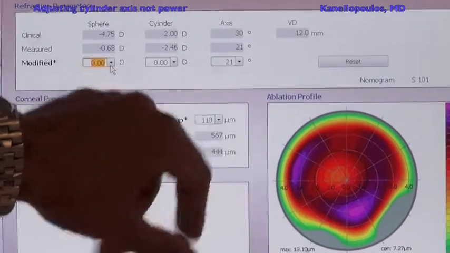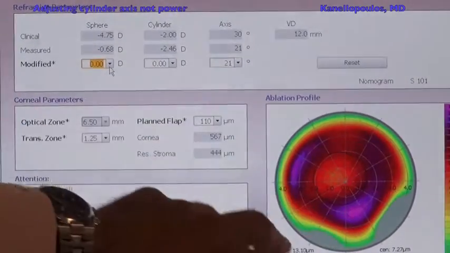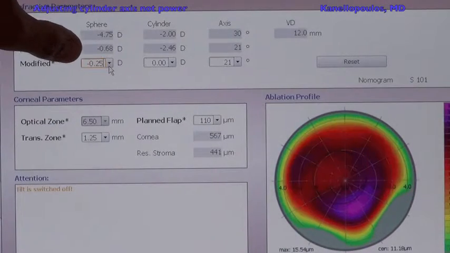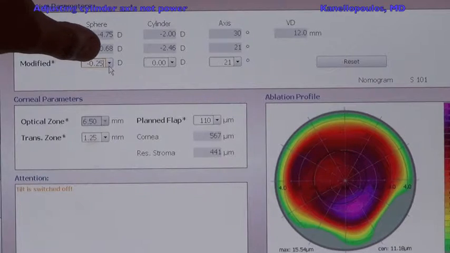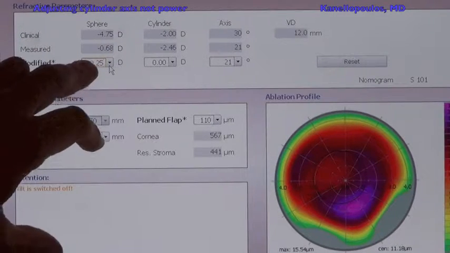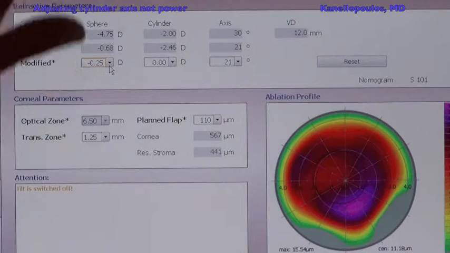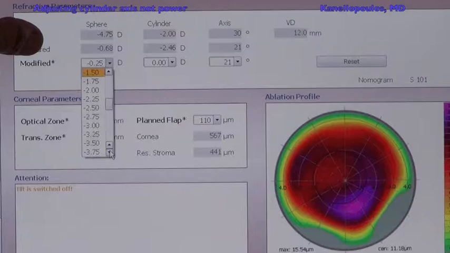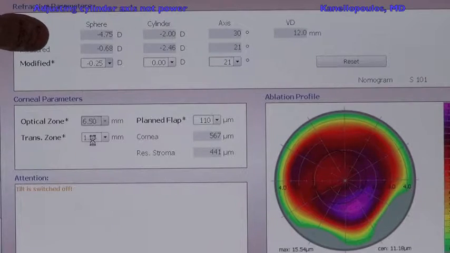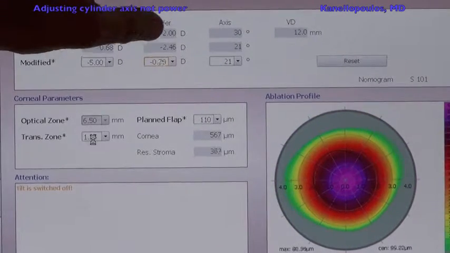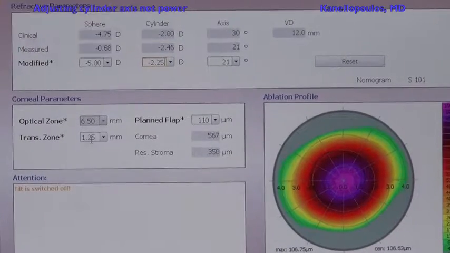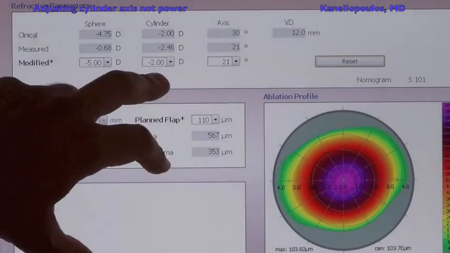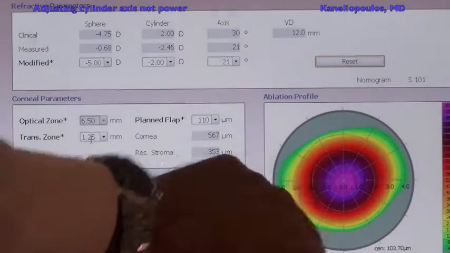And this is what we actually decided to do here: use the topography-derived cylinder. We see that the angle kappa here is giving us this trifold correction. I'm going to try and neutralize it. Let's see, Flavia. It only needs about a minus 0.25 to neutralize. So we're going to add this to our refraction. So our refraction will be, instead of minus 4.75, minus 5. And our cylinder will be minus 2, the refractive cylinder, but not at 30 degrees, it will be at 21 degrees. So this is our final correction, minus 5, minus 2 at 21 degrees, correcting angle kappa.